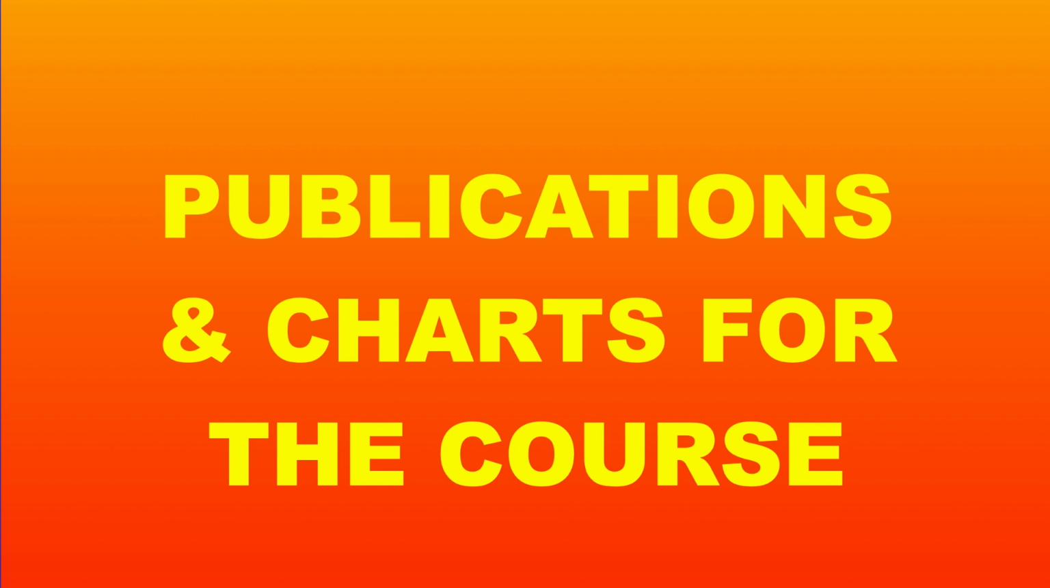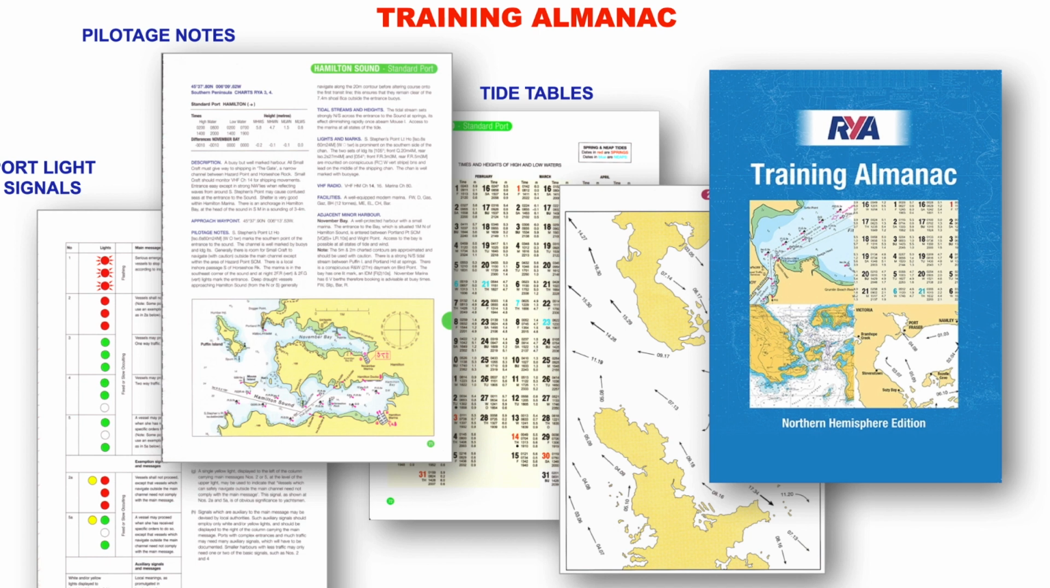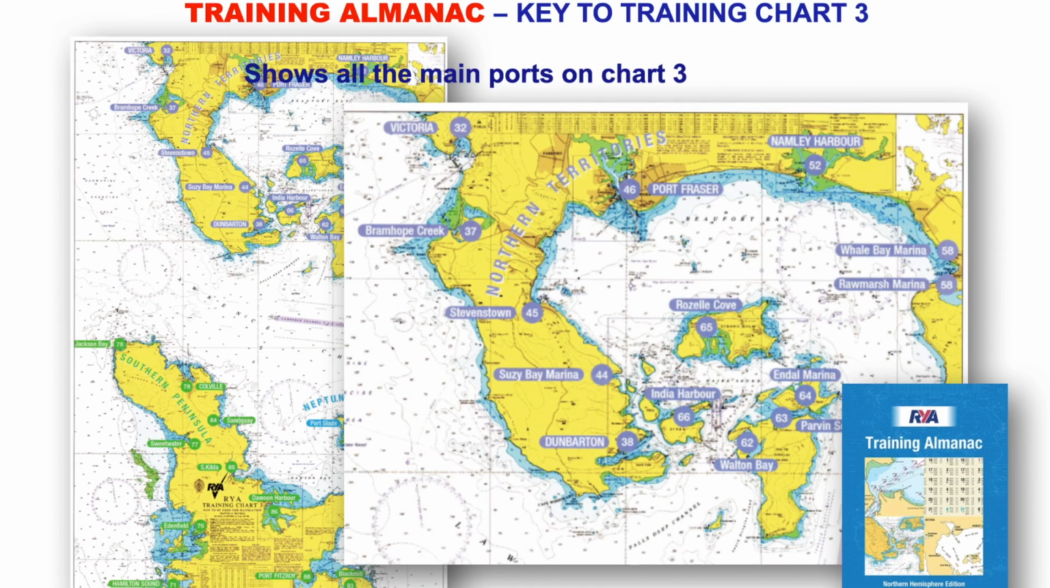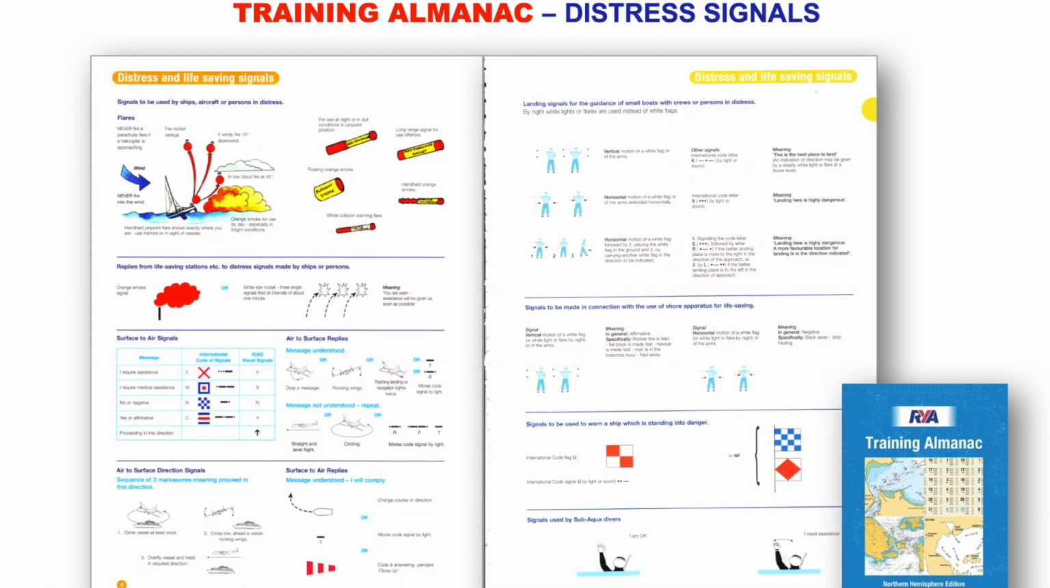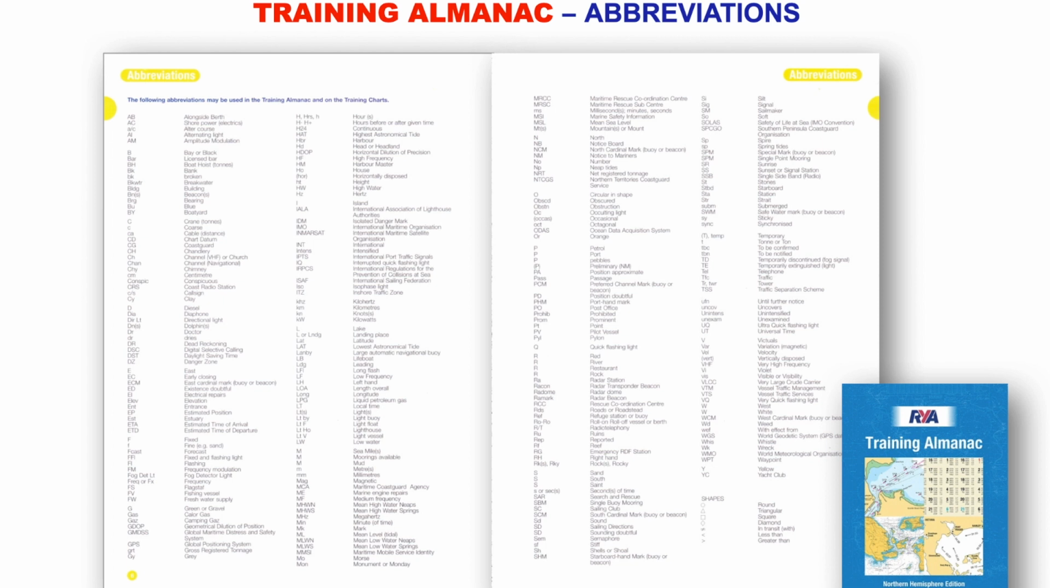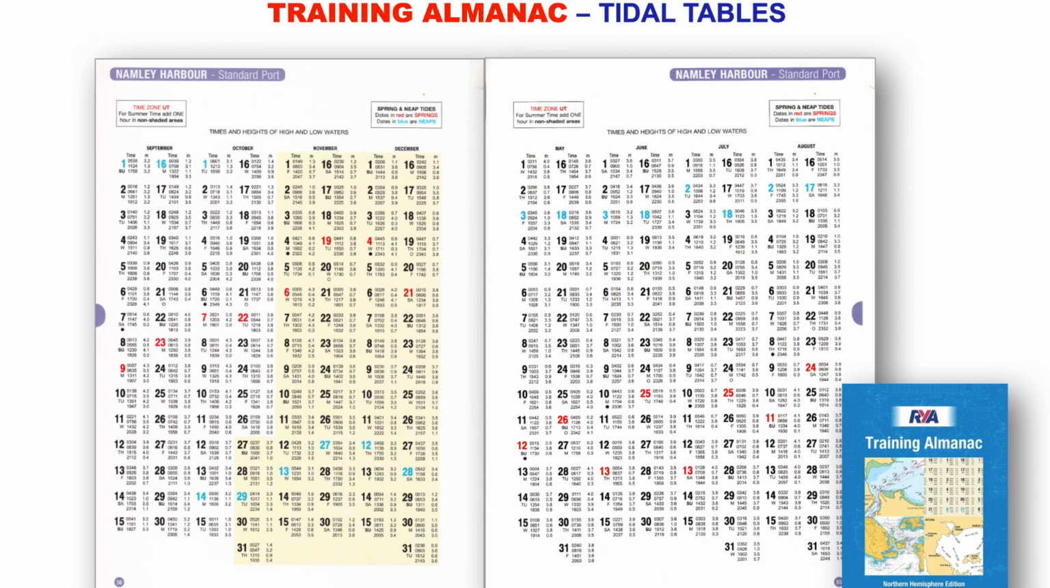So publications that we're going to get, or we have in our course to look at more deeply. We've got the Training Almanac, which will have tide tables, tidal flow, port information details and port light signals. An important page in the almanac will show you an index of where the places are and the pages they are in your almanac. It will have information on distress signals. It will also have abbreviations. So if you don't understand an abbreviation in the pilotage notes, you can look it up. And the tide tables, which we'll come on to.